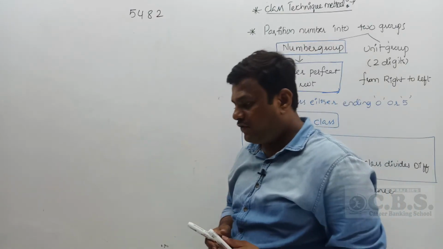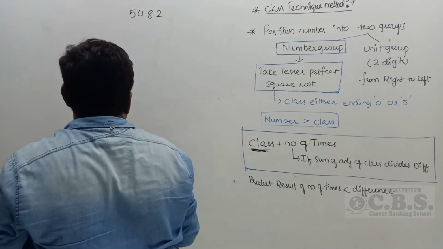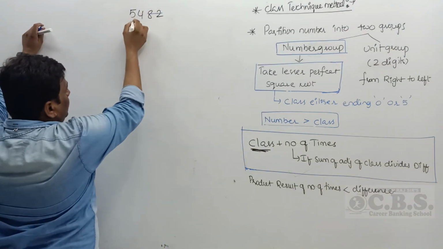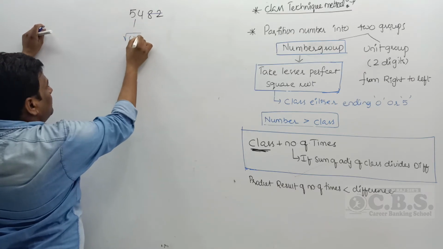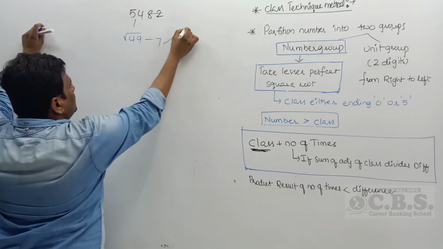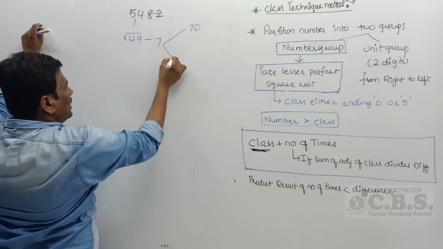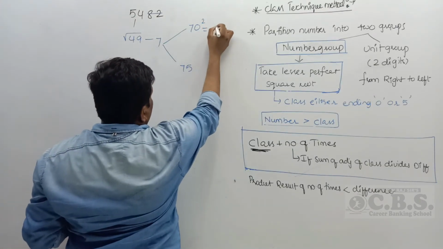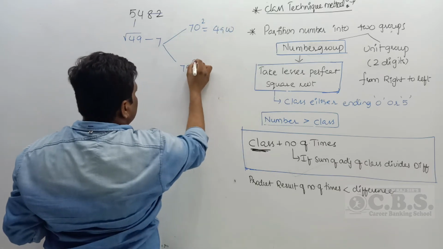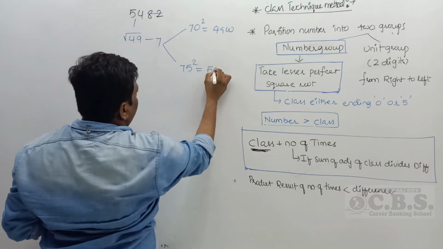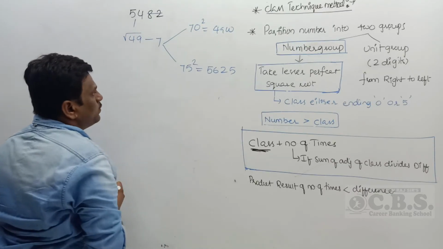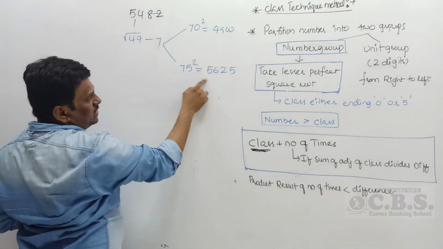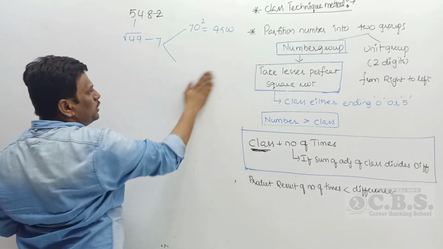Next example, 5482. In the same process, you just avoid the unit group. What is the unit group? 82. You just avoid this one. You take 54. What is the lesser perfect square? 49. It's 7. What is the starting class? 70. And the other class is 75. So 70 square gives you 4900, and 75 square is 5625. Our number is 5482. Is it more than 5625? No. So no need to take this one.